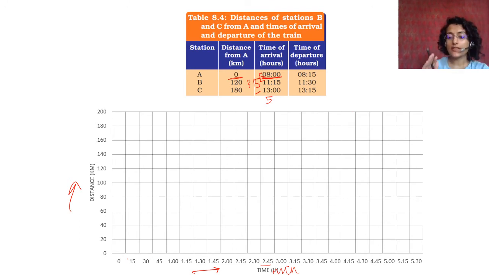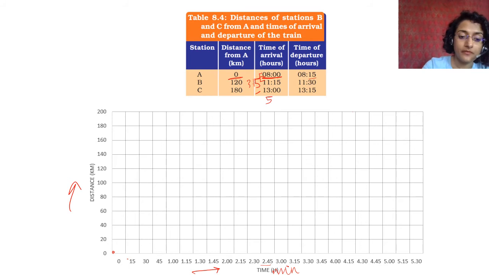Okay. So distance we are taking from A, which is our origin or point of reference. So at A, the distance is also 0, and we have taken time also to be 0. Okay. It arrives at 8 o'clock and it departs at 8:15. So it stays there for 15 minutes. It stopped there for 15 minutes. Okay.